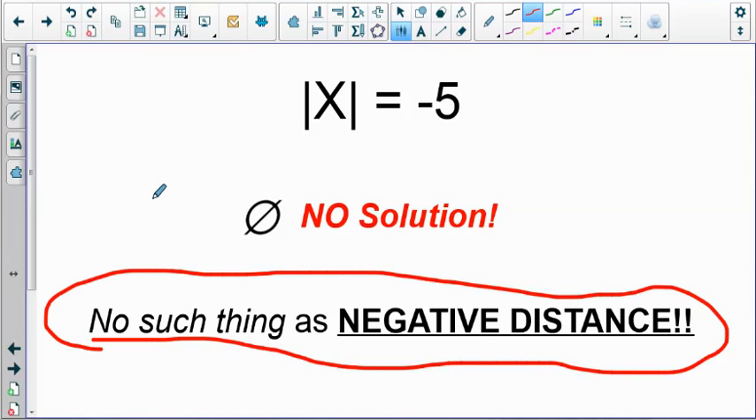Okay. All right, so that's your introduction to what they look like. Now, that's absolute value. Now, what happens whenever you have some sort of an equation that you have to solve? Well, we will look at that next.